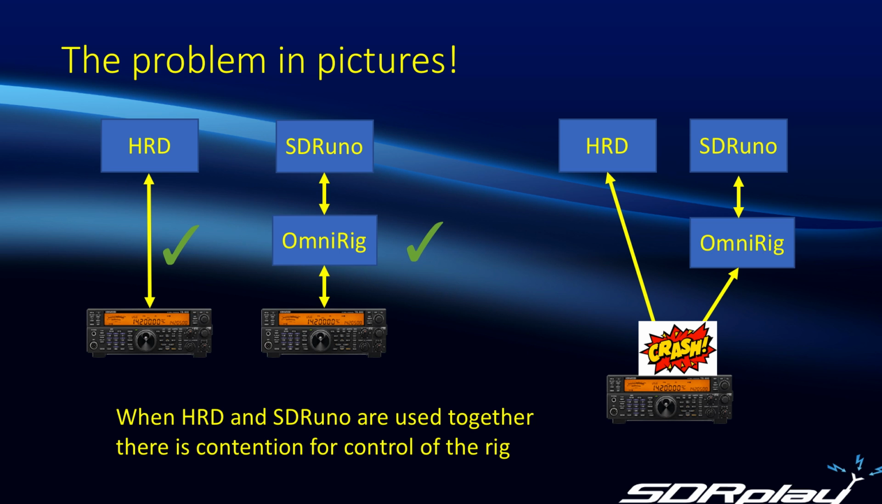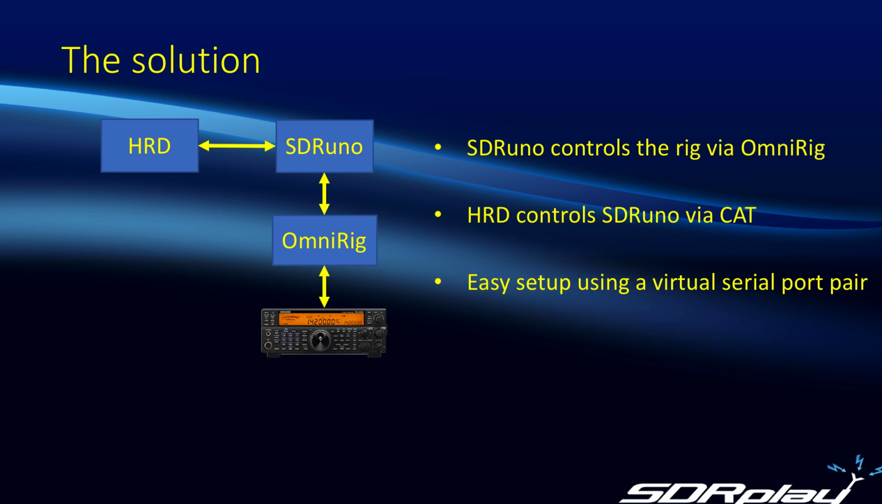The problem, as shown on the left, is that using either HRD or SDRuno individually, there's no problem controlling the rig. It's when they get used together that we have a big crash, where OmniRig and HRD are both simultaneously trying to control the rig and everything crashes and burns. So the solution to that is quite straightforward. We continue to allow SDRuno to control the rig via OmniRig, but instead of controlling the rig with HRD, we have HRD control SDRuno using the CAT capabilities. And it's actually quite easy to set up using a virtual serial port pair. So let's have a look and I'll show you how this happens in practice.